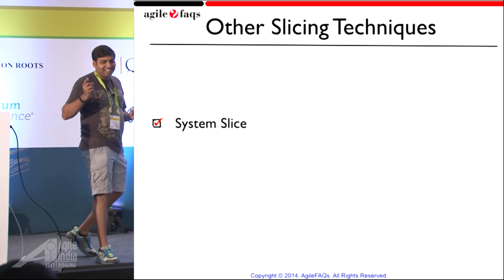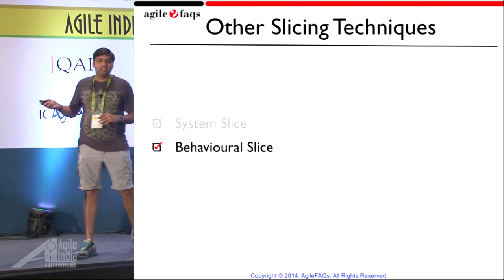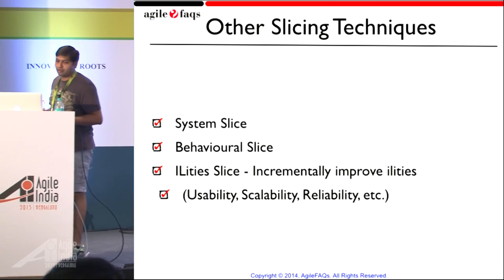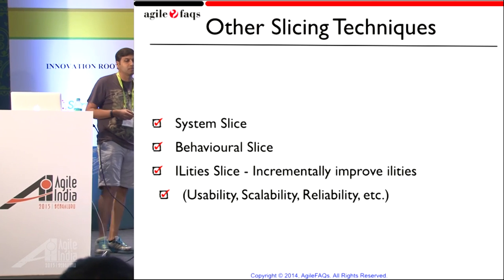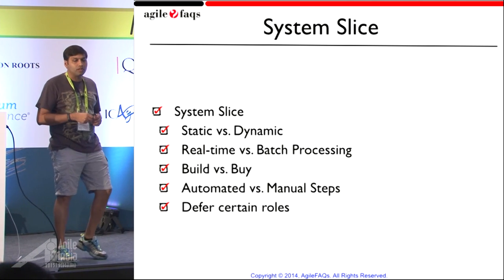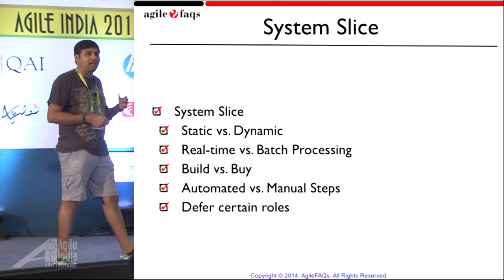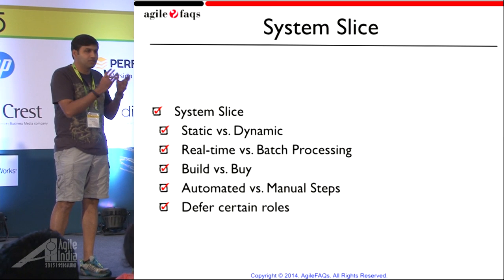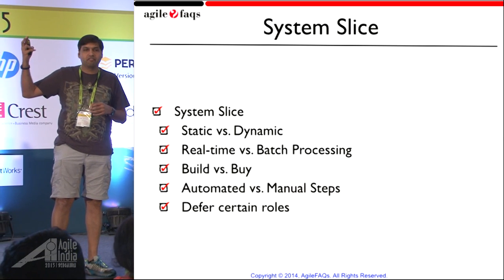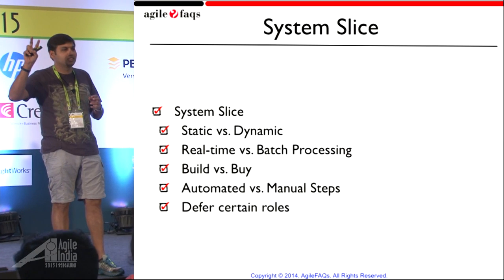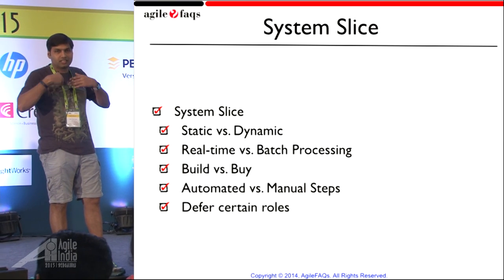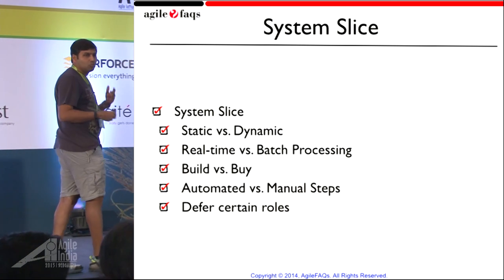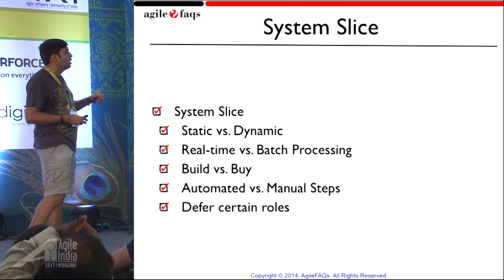System slice, behavioral slice, ility slice. Let's quickly run through that. System slices are things like whether you do static or dynamic, right? Sometimes, like the example we saw, the first hard-coded thing is all just static, or like I talked about earlier, a fake feature, which I have not actually implemented, it's just a fake thing. It's static, and it's got me some functionality, some business value, then I'll make it dynamic, then I will add more levers to it, then I'll sophisticate it more, things like that.